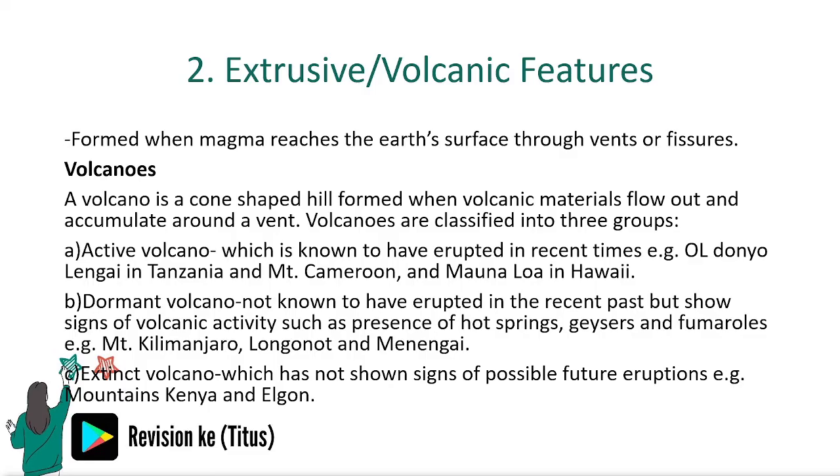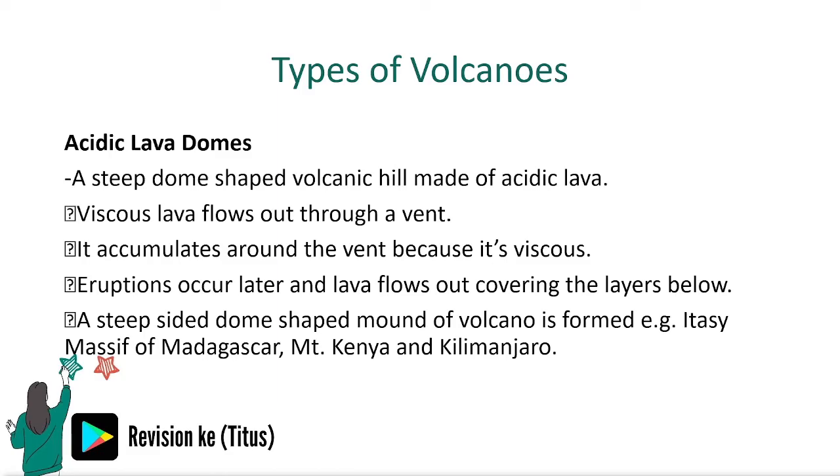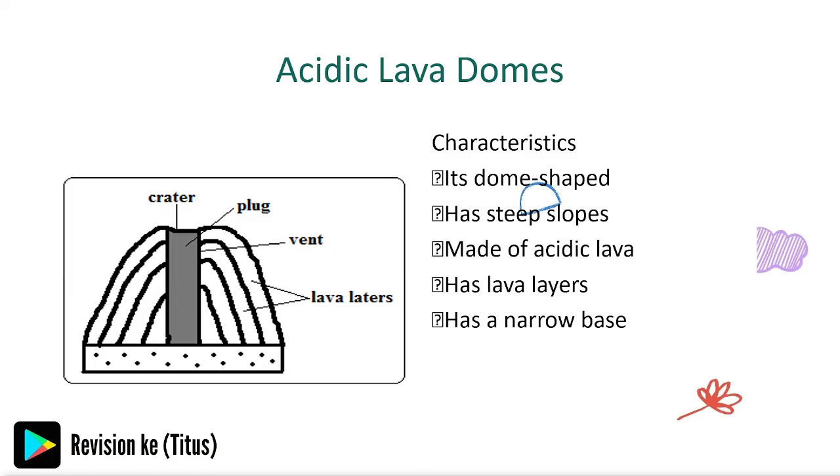Another type of volcano we have is the acidic lava dome, which is a steep dome-shaped volcanic hill made of acidic lava. And we have the process of forming that. And here is the image. So its characteristics: it's dome-shaped, has steep slopes, made of acidic lava, has lava layers, has a narrow base.